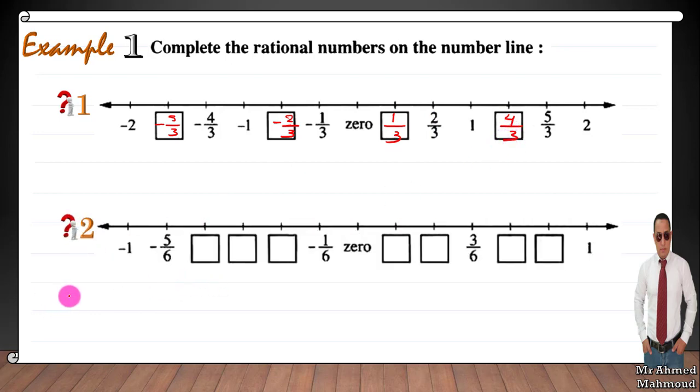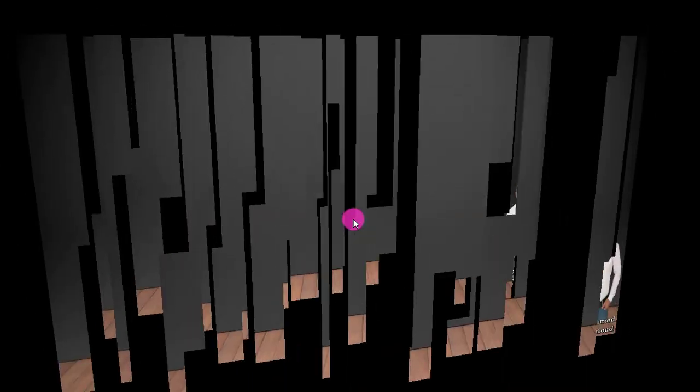Next, here the numbers are over 6: negative 5 over 6, negative 4 over 6, negative 3 over 6. This is the ascending order. Negative 2 over 6, negative 1 over 6, 0 over 6, 1 over 6, 2 over 6, 3 over 6, 4 over 6, 5 over 6 and 6 over 6, which is 1. Okay. Example 2.